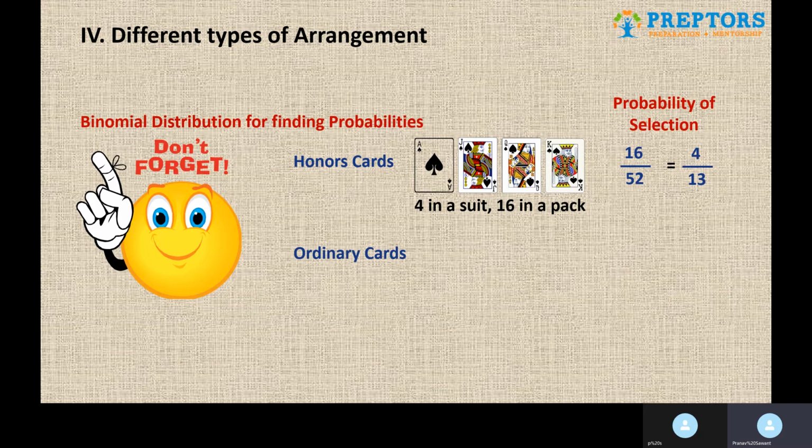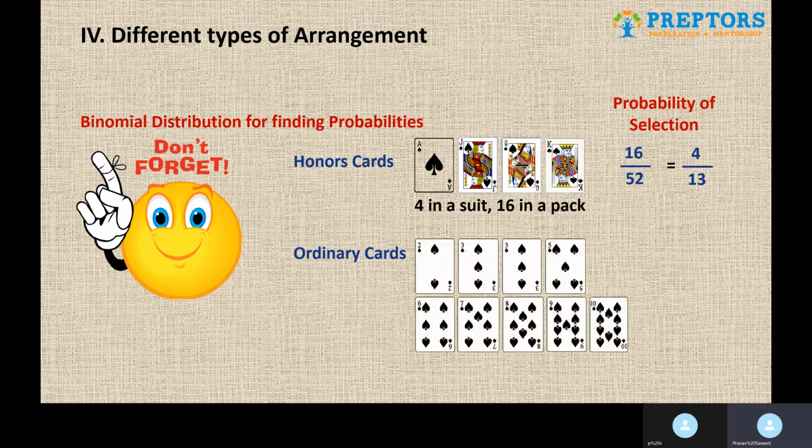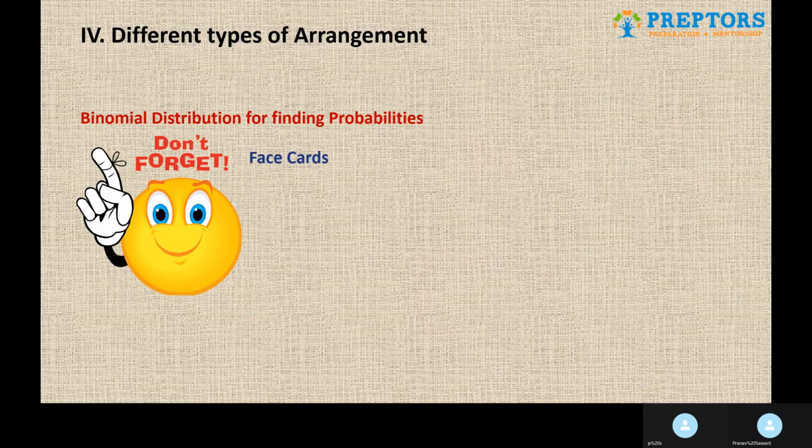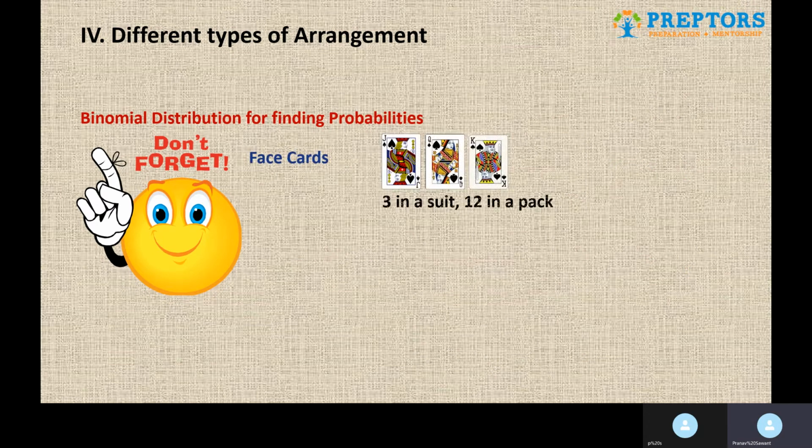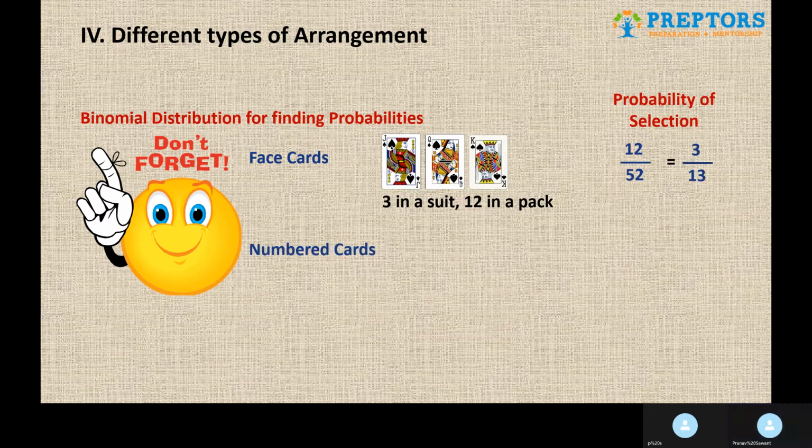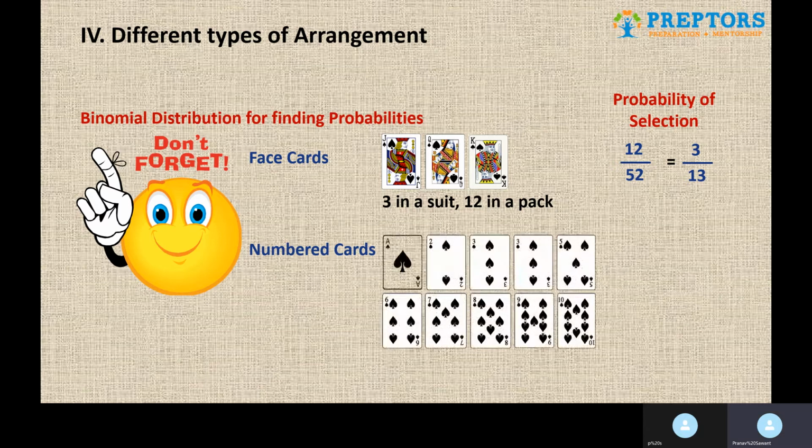How many are ordinary cards? So these are called ordinary cards. 9 in a suit, 36 in a pack, probability of selection would be 9 by 13. Face cards, there are 3 face cards. These are the 3 face cards. 3 in a suit, 12 in a pack. Probability of selection is 3 by 13. Numbered cards, so these are called numbered cards. 10 in a suit, 40 in a pack. Probability of selection is 10 by 13.